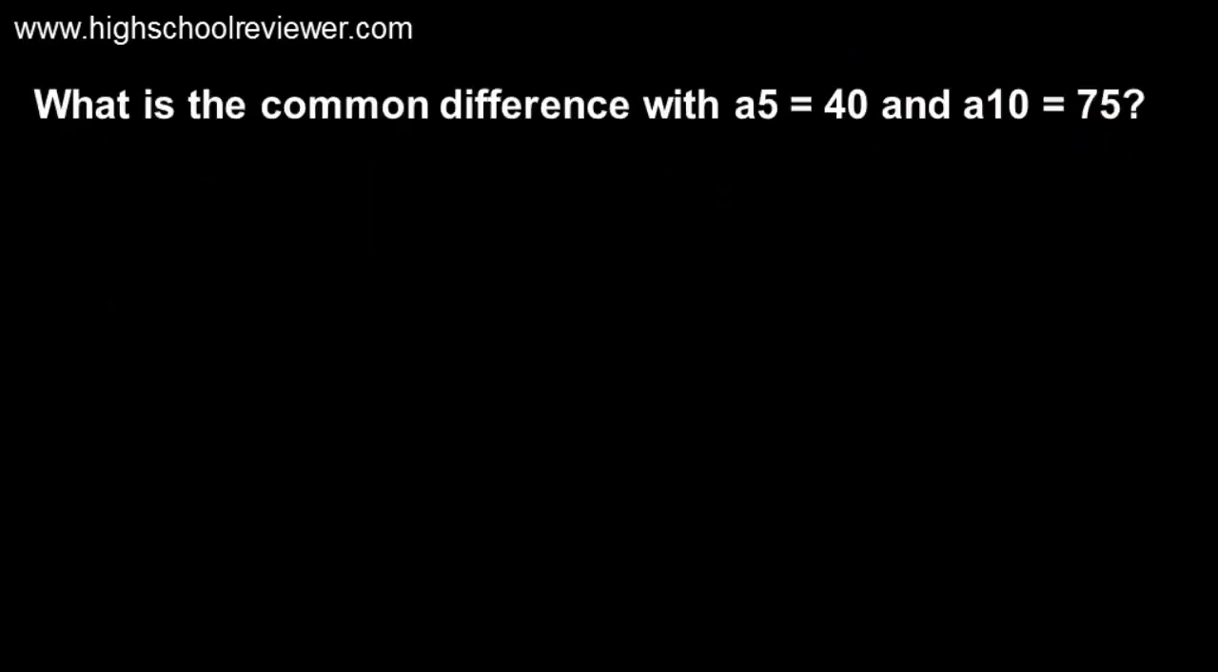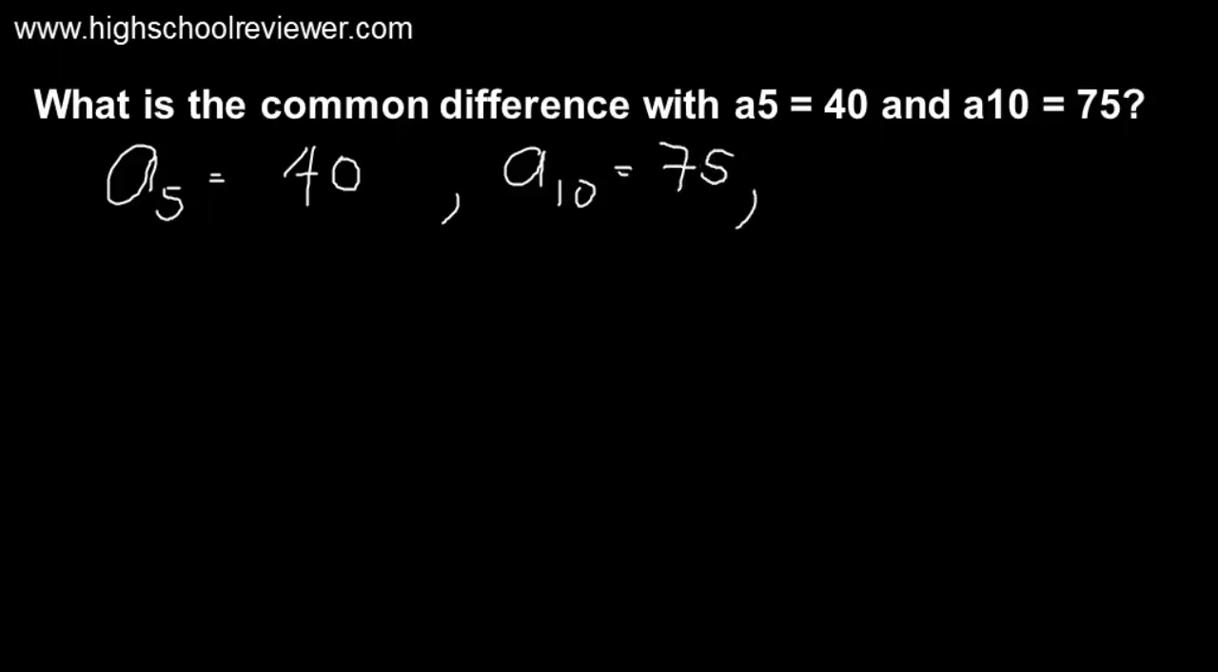Our next problem: what is the common difference with a5 equals 40 and a sub 10 equals 75? So our given a sub 5 is equal to 40, and a sub 10 is equal to 75. Our unknown here, we are going to find the common difference, or d. So our d is the unknown.